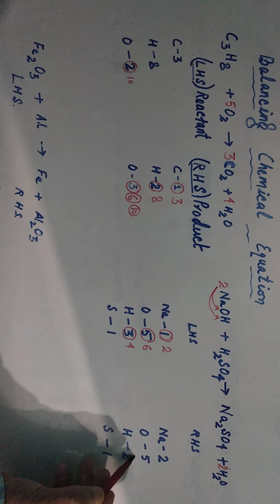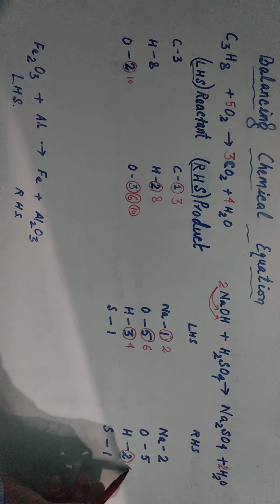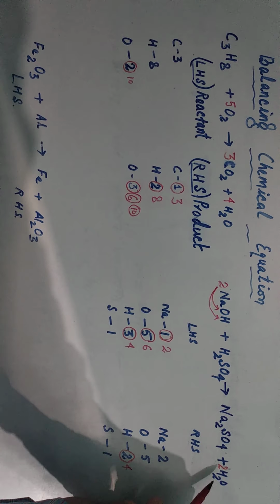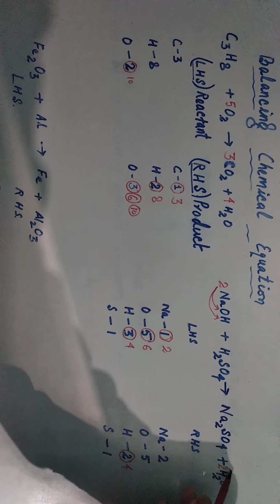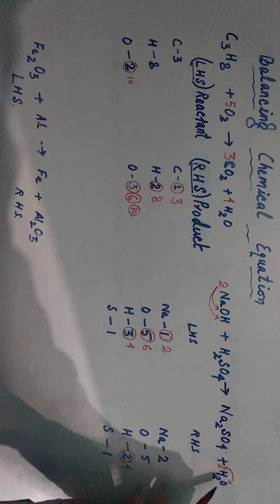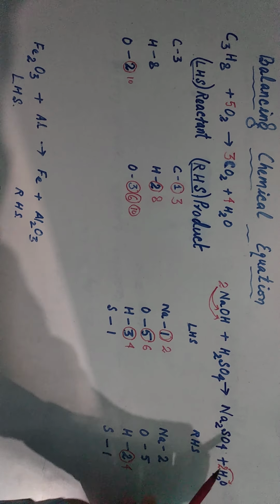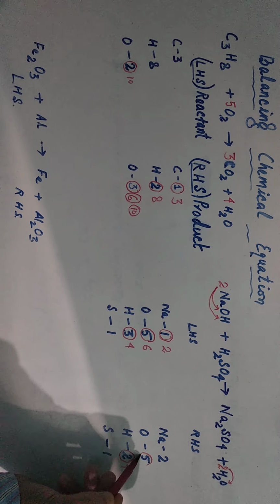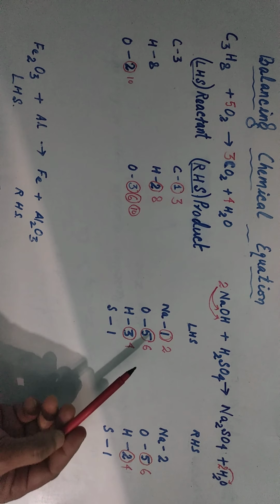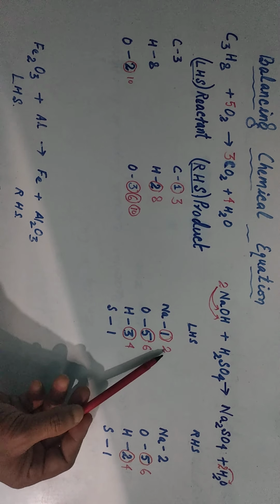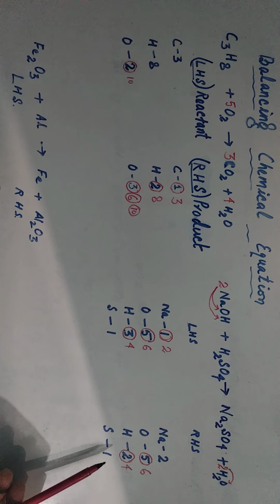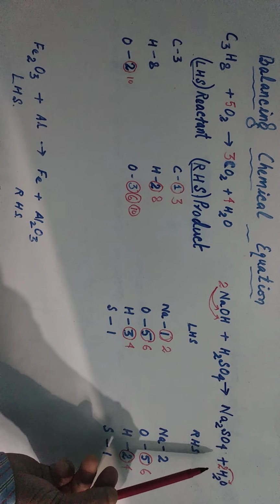If you multiply this water molecule with 2, then the number of hydrogen atoms will become 4. And since we multiplied this water molecule with 2, certainly it will change the number of oxygen atoms. The new oxygen atom count will be 2 plus 4, that is 6. So friends, now we can see the number of atoms on the left hand side is 2, 6, 4, 1, and on the right hand side 2, 6, 4, 1. So this equation is balanced.